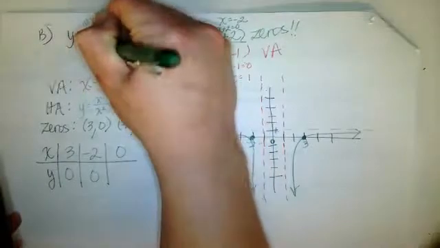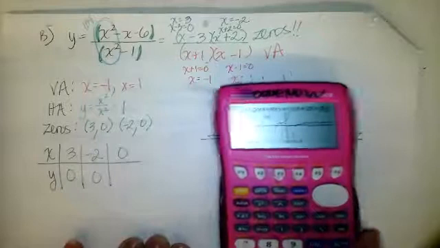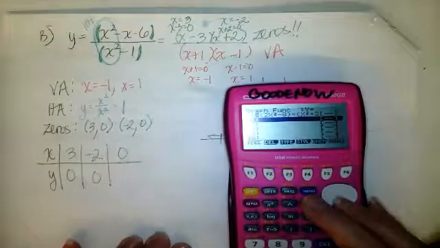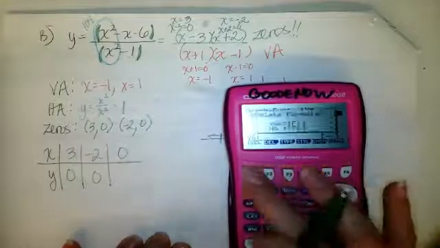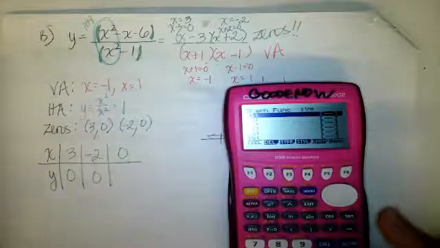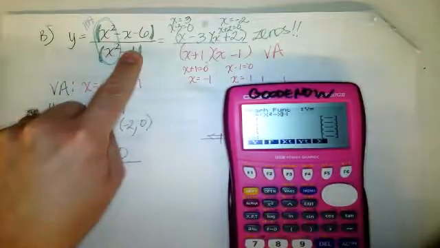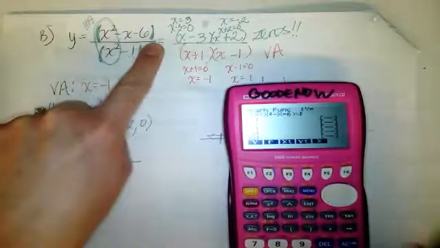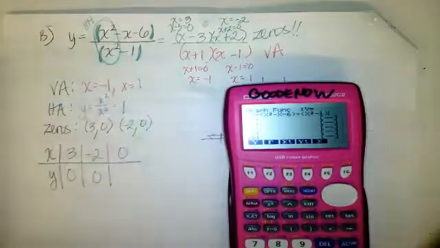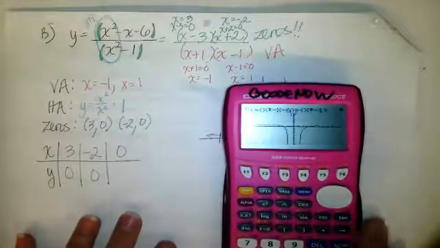All right, we're going to go ahead and plug this into your calculator. Remember, you have parentheses around the numerator and parentheses around the denominator. So on the Casio, I'm going to go ahead and hit exit the graphing, and then delete F1. Exit and delete. All right, and then I'm going to do parentheses, x squared minus x minus 6 divided by parentheses, x squared minus 1. And I'm going to graph it.